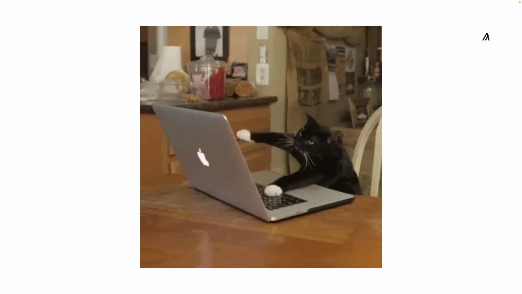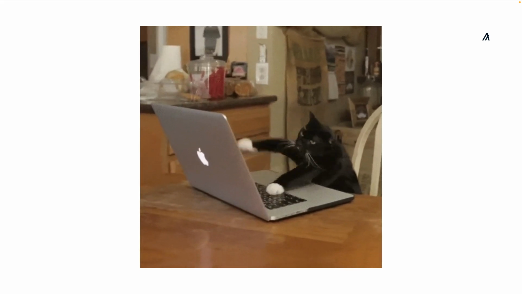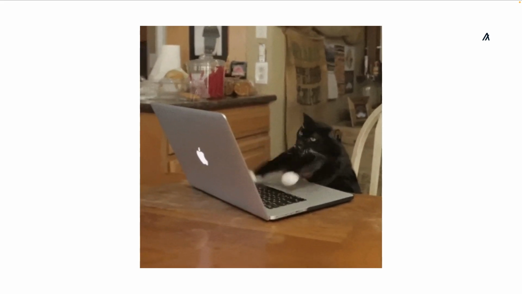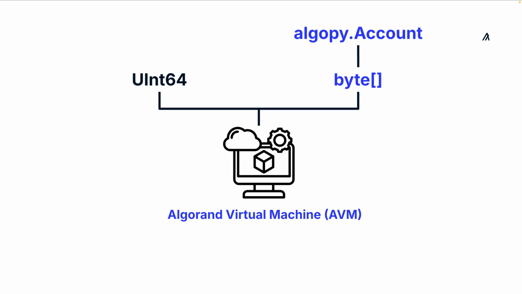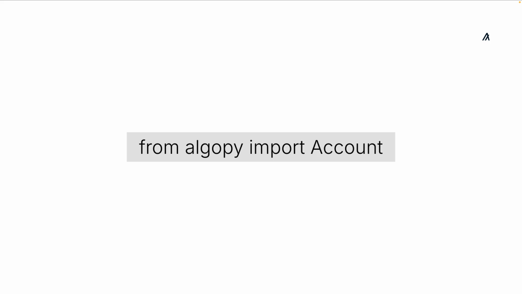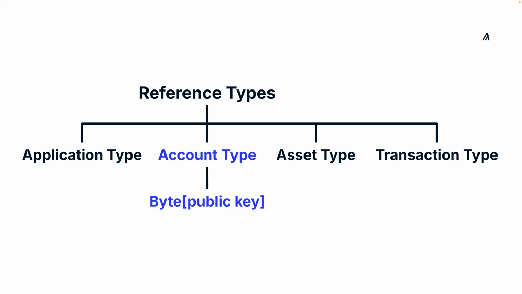When writing Algorand smart contracts, you will often encounter writing code that does something with an Algorand account. So Algorand Python provides the account type to streamline account operations. Let's dive right in. To start using the account type in your contract, you need to import it from the AlgoPy module like this.